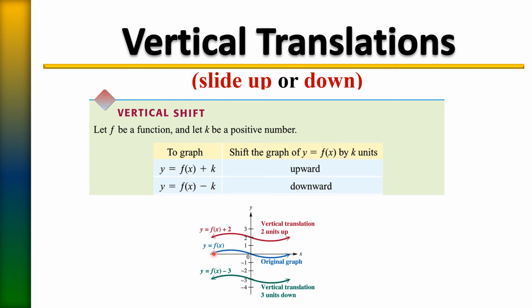In this example here, you see the original graph, and then you see the graph shifted 2 units upward. That's why you see the +2 there in the back. The green graph, notice it will shift 3 units downwards. That's why you see -3 there in the back of that function.